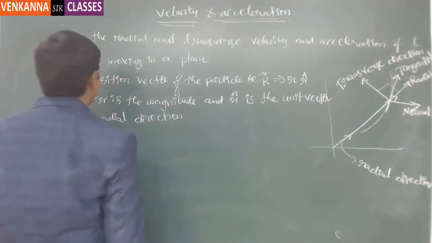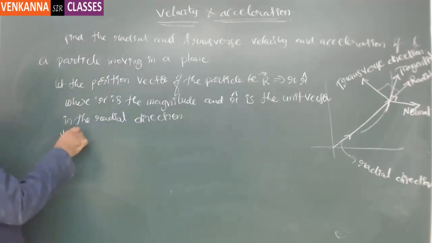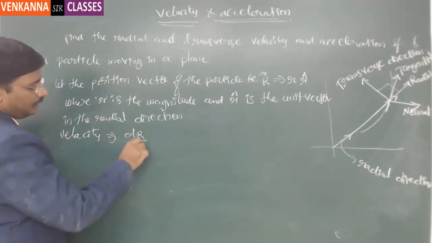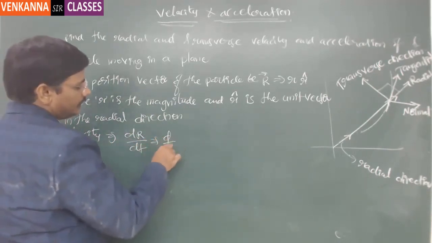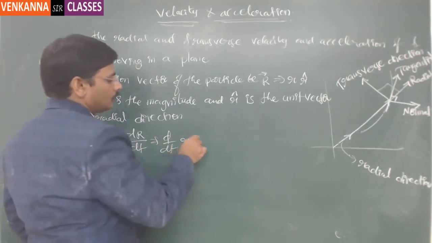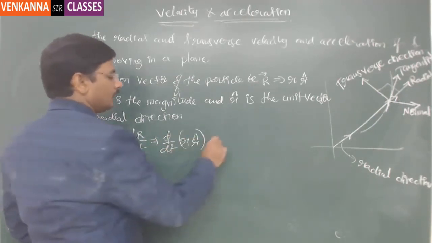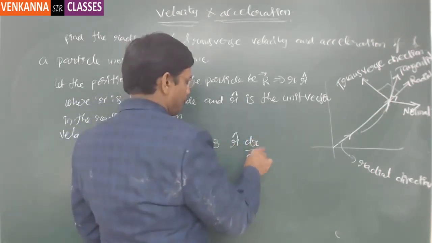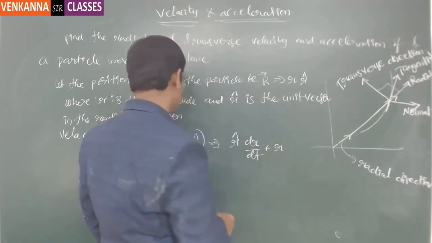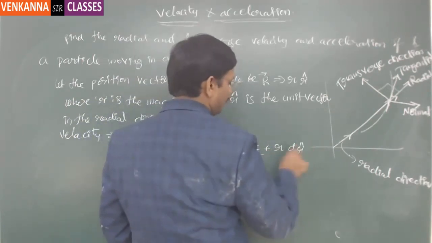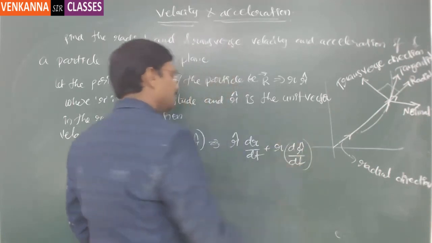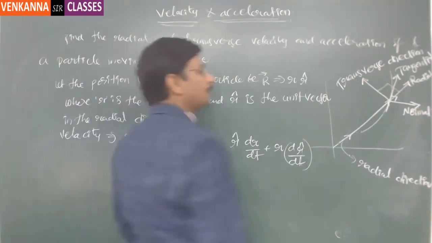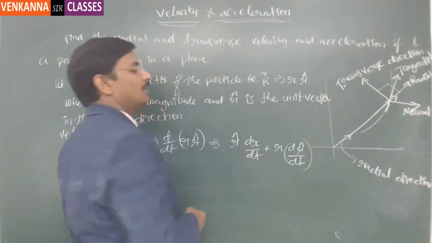As I explained earlier, velocity is nothing but the rate of change of displacement, dr by dt. So this is d by dt of r into r cap, which is r cap into dr by dt plus r into dr cap by dt. Now let us see what this r cap is. r cap is nothing but a unit vector in the radial direction.